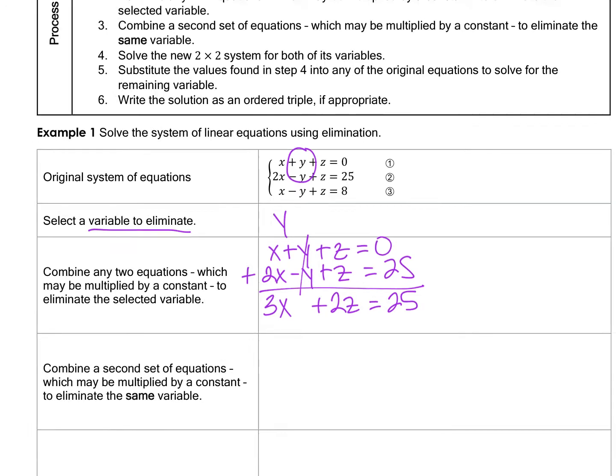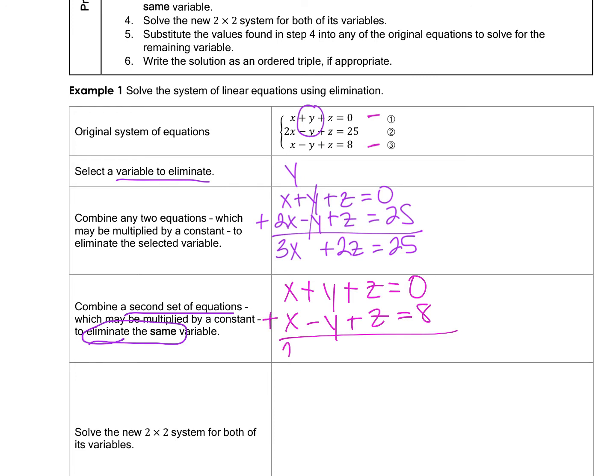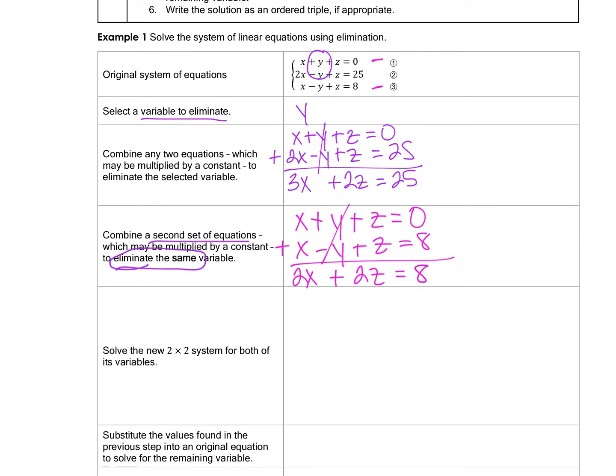Okay, so now the next step is to combine a second set of equations, and you are eliminating the same variable. So very important, make sure you're doing the same variable. So now I'm going to eliminate y's again, but I'm going to use the number 1 equation and number 3 equation. So I'm writing the first one down, and I'm writing the third one down. I'm adding them up. That's 2x, the y's cancel, plus 2z equals 8.